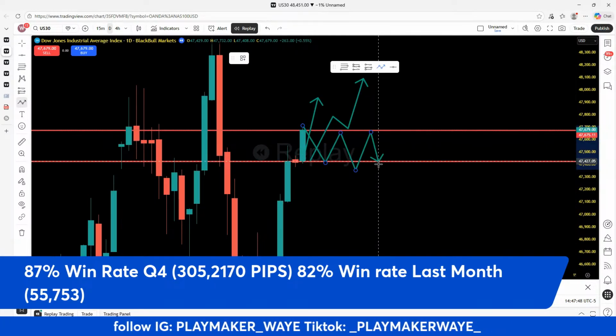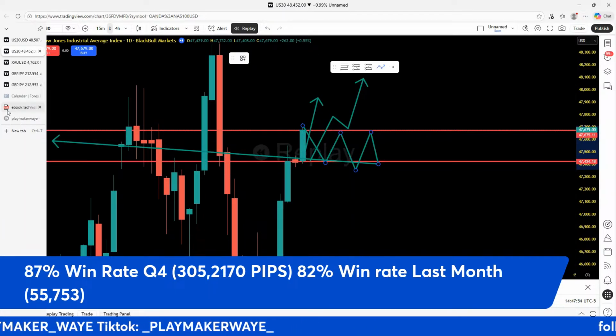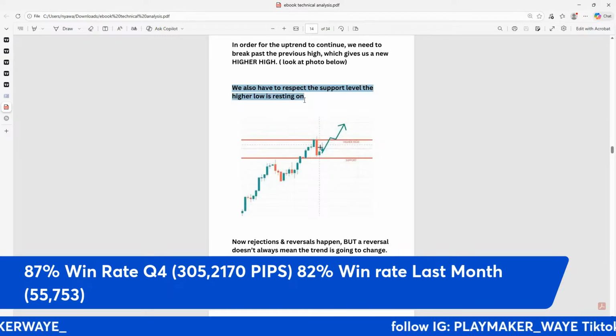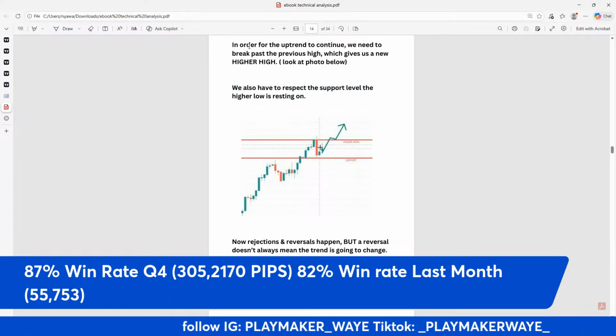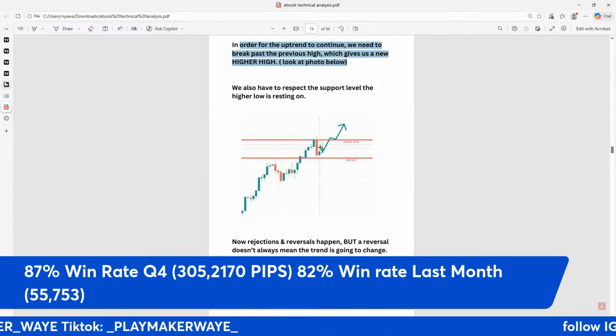As long as we maintain this level as support, we're still in the uptrend and looking for buys, because just like the playbook says, we also have to respect the support level the higher low is resting on. But at the end of the day, for the uptrend to continue, we need to break past the previous high, which gives us a new higher high. So we still need price to do one of these two scenarios.